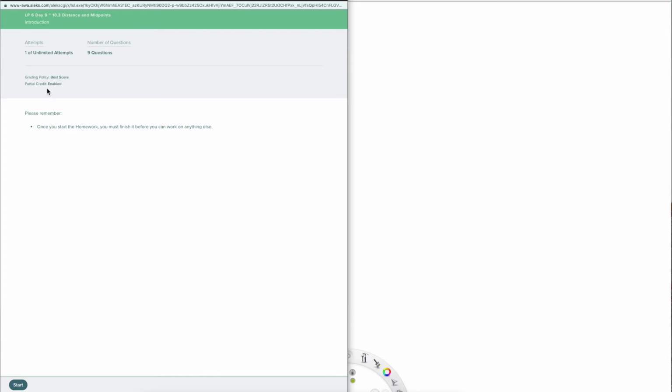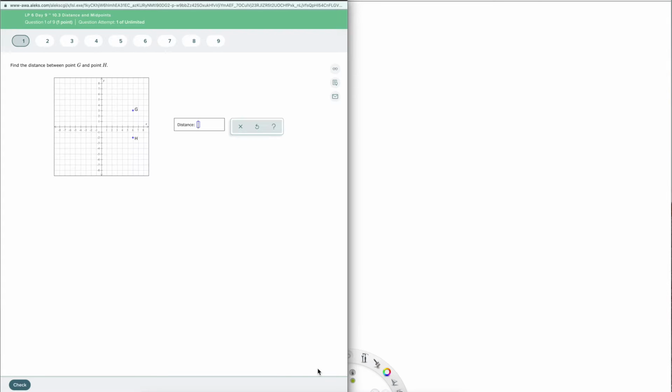Partial credit is enabled, so if you answer 1 of 9 questions correctly, you get to keep the credit for the one question or however many you answered correctly. Down here it says, please remember once you start your homework, you must finish it before you can work on anything else. That means once I click start, the way I finish an assignment is down here in the bottom right corner, you will see a submit assignment button. I don't see it on my teacher preview here, but it will be on your student screen. So that is how you finish an assignment, is by clicking that button.